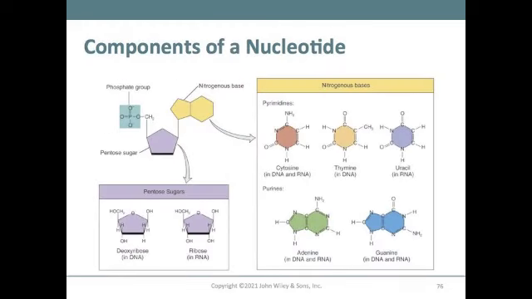And this cartoon is figure 2.24 on page 56. And this shows the components of a nucleotide. Nucleotides are the repeating units of nucleic acids. Each nucleotide consists of a nitrogenous base, a pentose sugar, and a phosphate group.